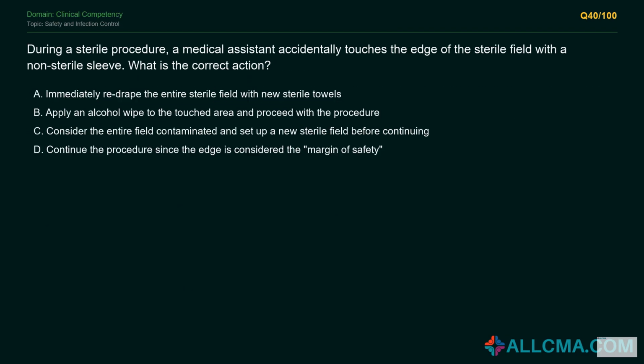Question 40. During a sterile procedure, a medical assistant accidentally touches the edge of the sterile field with a non-sterile sleeve. What is the correct action? Option A, immediately redrape the entire sterile field with new sterile towels. Option B, apply an alcohol wipe to the touched area and proceed with the procedure. Option C, consider the entire field contaminated and set up a new sterile field before continuing. Option D, continue the procedure since the edge is considered the margin of safety.